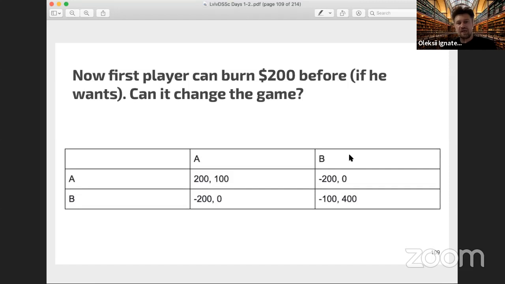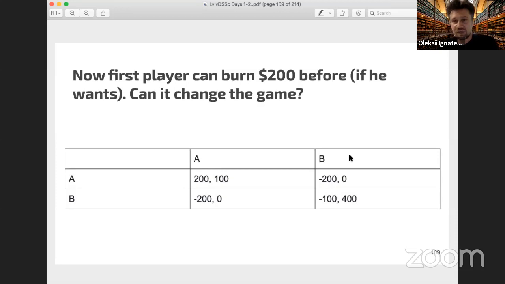But now suppose that the first player has the possibility to burn $200 before the game if he wants. This is a strange condition, but can it change the game?